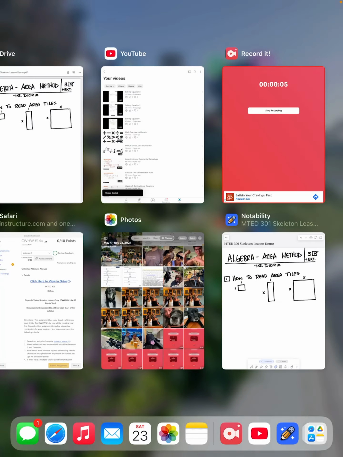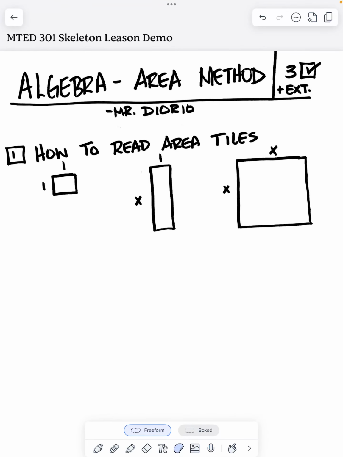Hello, math students. We're going to be multiplying binomials using algebra tiles. Now we have three different tiles. Our little square, 1 by 1 square, gives an area of 1. 1 times 1 is 1, so this small square is going to represent 1.